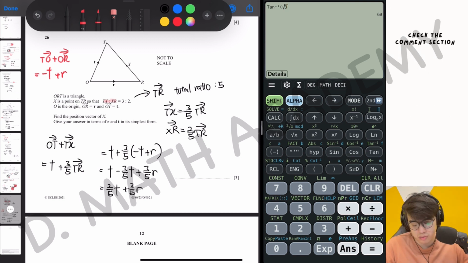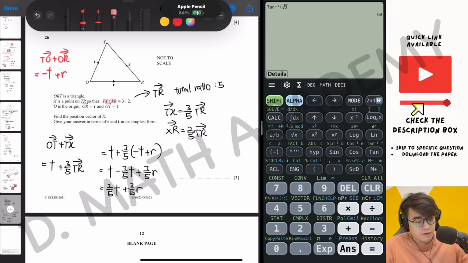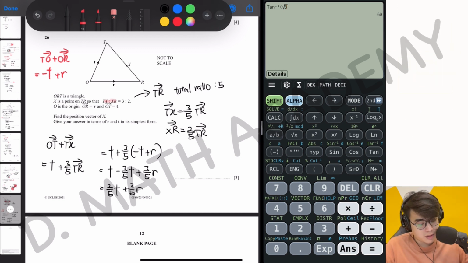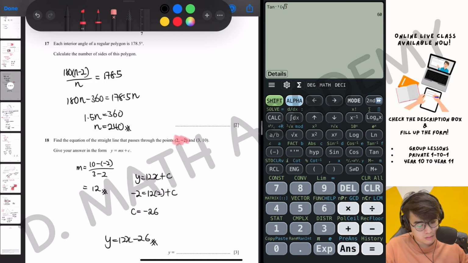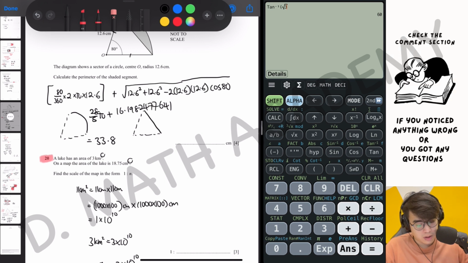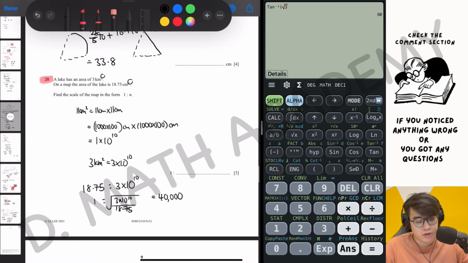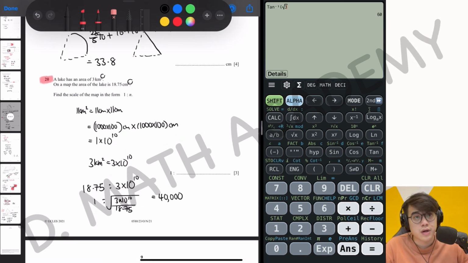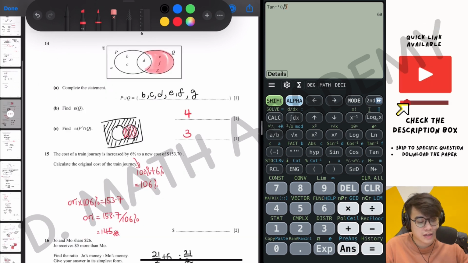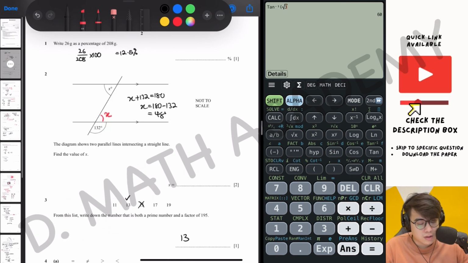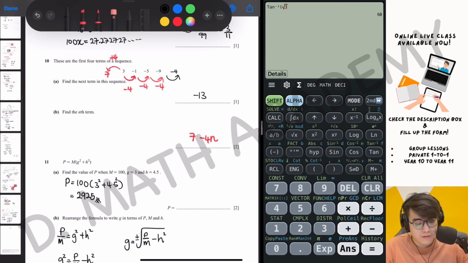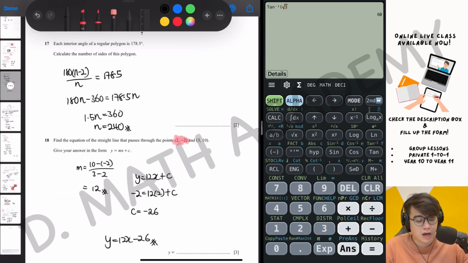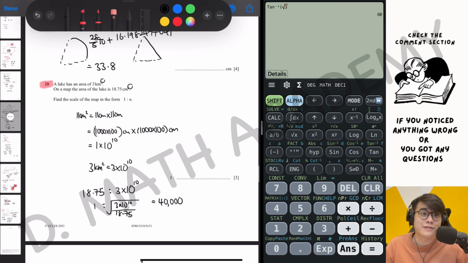Okay, so that's pretty much it for this paper. Personally, I would comment that this question here is super hard. Okay, question 20 is the hardest question from this paper. The rest is pretty much identical. Okay, if you have any question regarding question 20, just leave it in the comment section. I will reply to you as soon as possible.